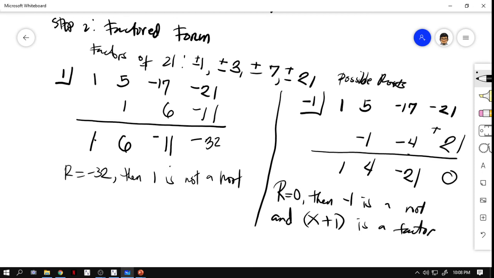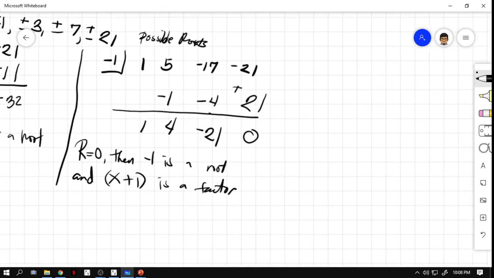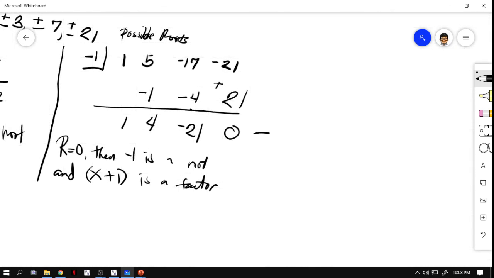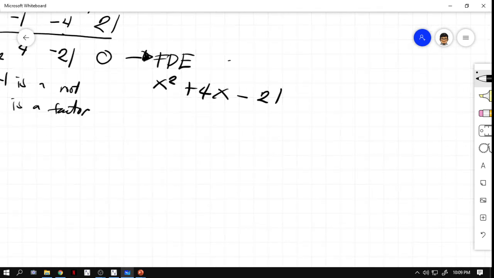Okay? From there, ito na yung tinatawag nating first depressed equation. Ano yung first depressed equation natin? Initially, this is x cubed. So, pagdating dito, x squared na lang siya. So, we have x squared plus 4x minus 21. Okay? Now, i-factor out na natin siya.